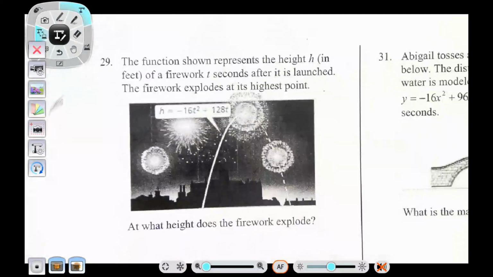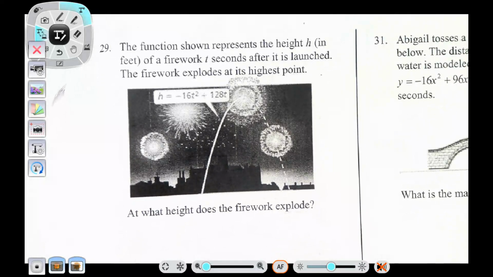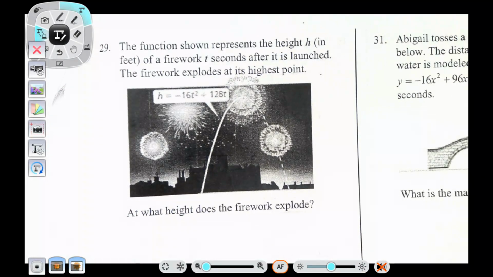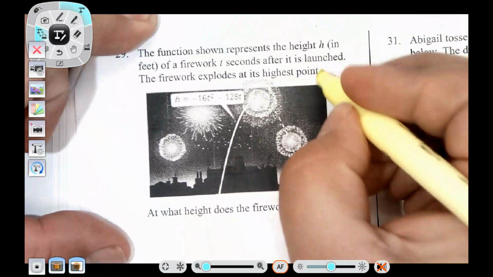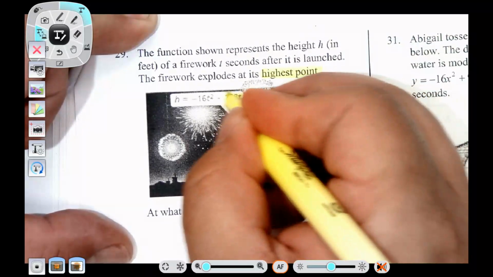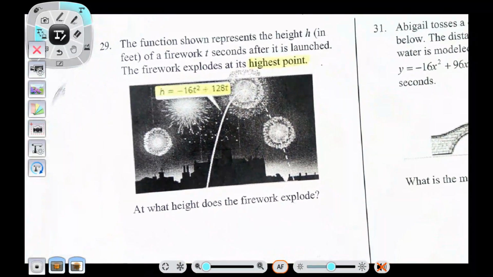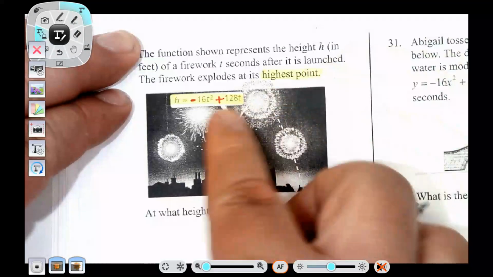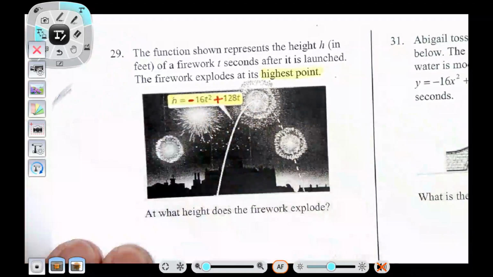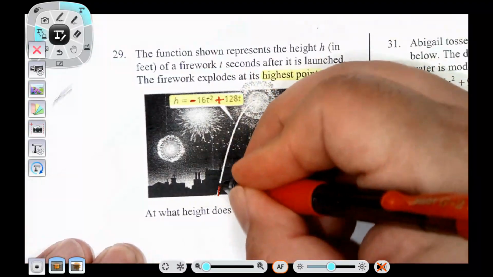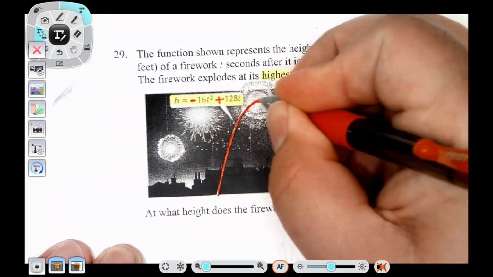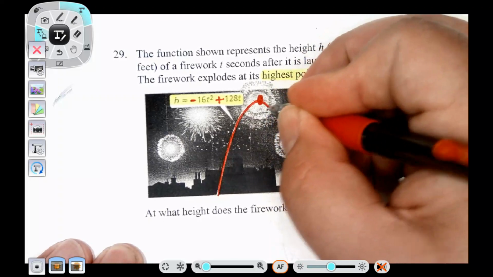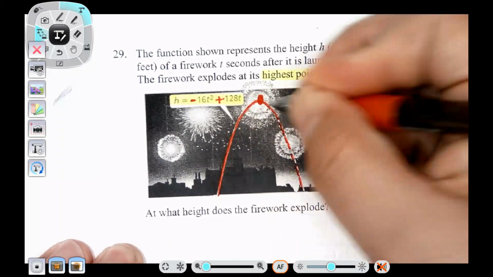The function shown represents the height h in feet of a firework t seconds after it is launched. The firework explodes at its highest point, and that is the clue right there. They're giving me an equation. When you look at that equation carefully, it has a negative, it has a plus, but most importantly, it's got a power of 2. So when you look at your equation or your graph, it pops right there. So it is a parabola.